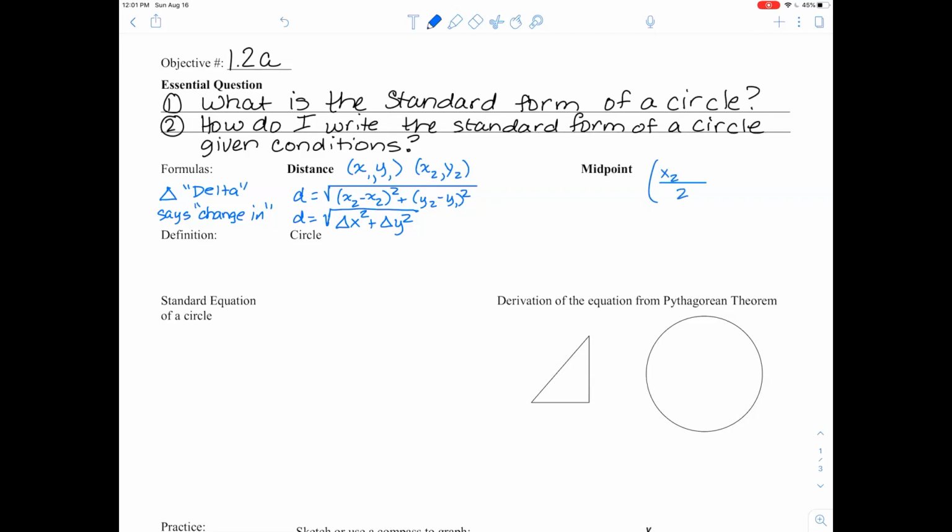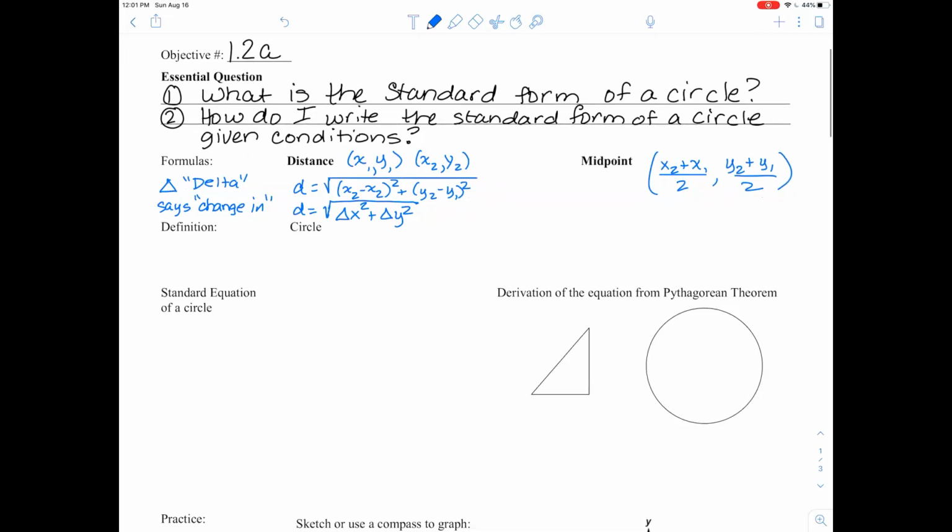Midpoint between 2 points would be just the average between the 2 points. So you'll take your x sub 2 plus your x sub 1, so average them, just add them and cut it in half. Same thing with your y sub 2, y sub 1, cut it in half, and that'll give you your midpoint. So there's your formulas that you'll be using.